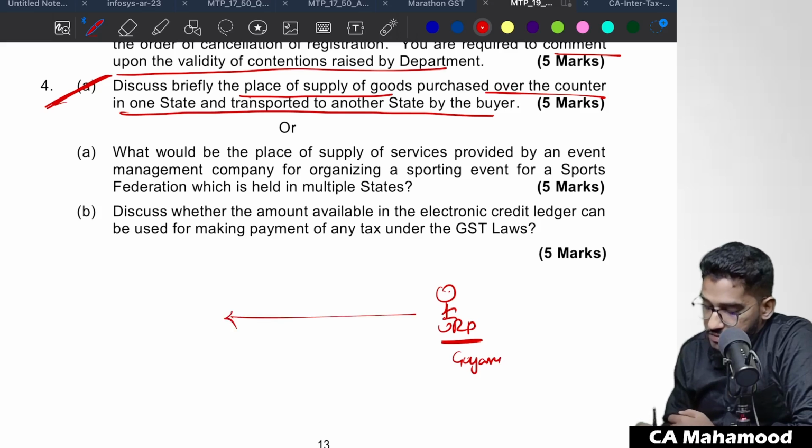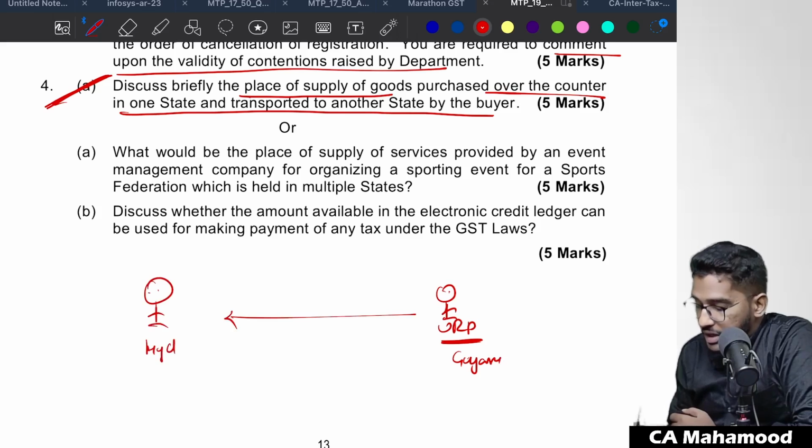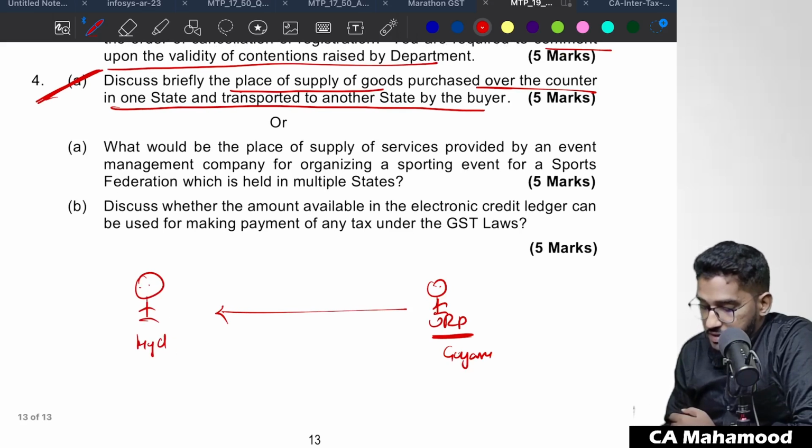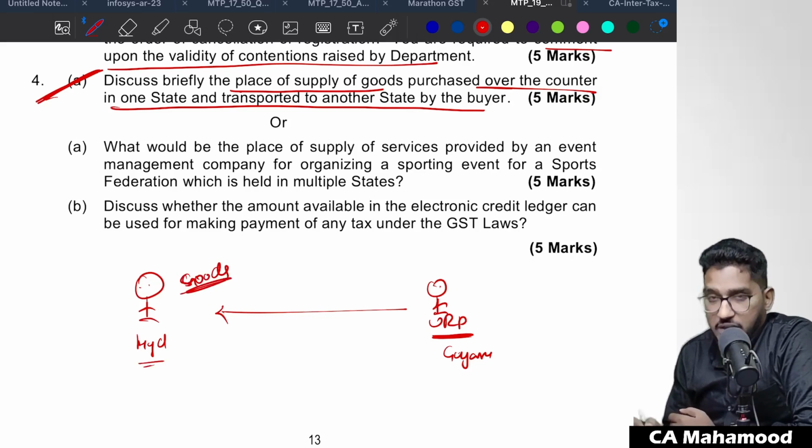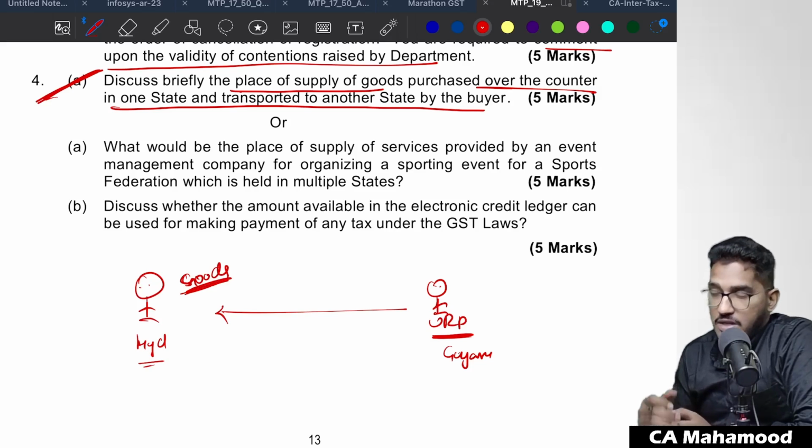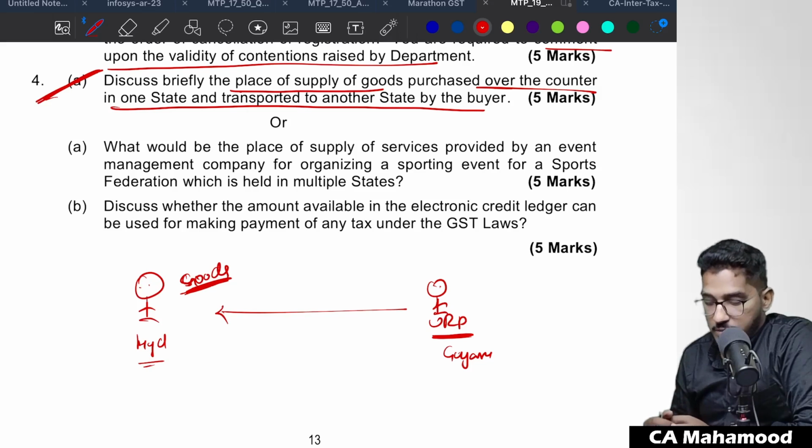He came as a tourist to another state. For example, he came to Hyderabad. So when he came as a tourist, he is an unregistered person. At the Hyderabad location, he purchased some goods, at the Charminar, at the old city. He bought some bangles. A person came from Gujarat, an unregistered person, for tourism purposes. He came to Hyderabad and bought some bangles from the old city.